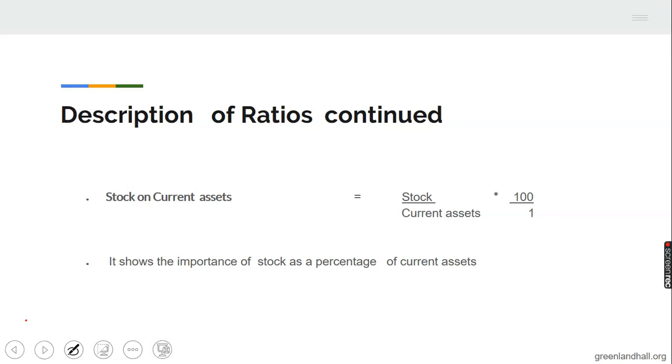It shows the importance of stock as a percentage of current assets. So we want to see what is the percentage of the current assets that is part of stock.